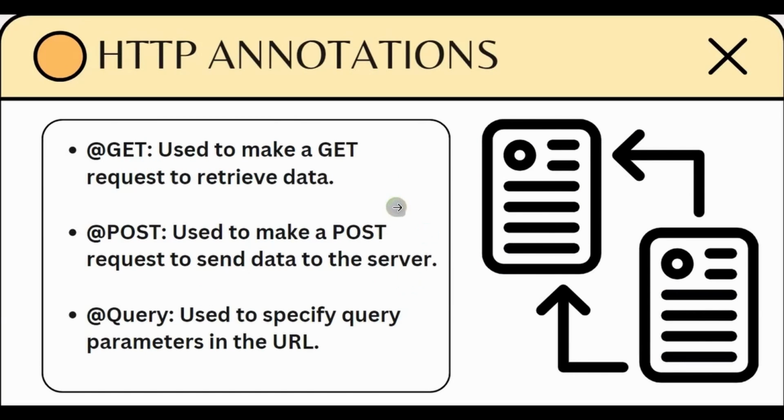Get method is used to retrieve the data. Post method is used to send data to the server. Query method is used when we have to specify a particular parameter. We will use all of this when we will create the project. Okay? I know theory might sound very boring to you, but these are few important terms that you need to know before creating an example project.